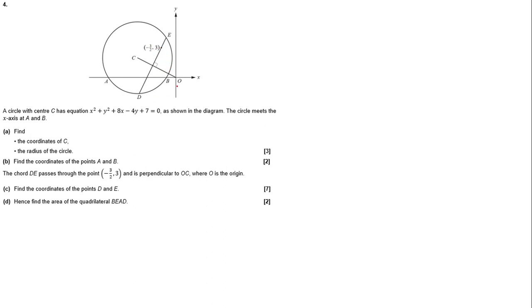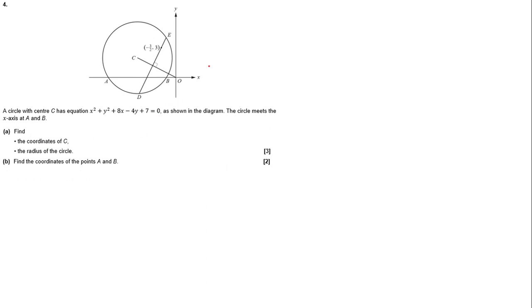Okay, so we're going to slowly work through this question. We're going to look at A and B first, which are fairly simple. So a circle with the center C has the equation x squared plus y squared plus 8x minus 4y plus 7 equals 0. And it shows you the circle. The circle meets the x-axis at A and B. First thing we need to do is find the coordinate C, which is our center, and then the radius of the circle. So this first part's fairly simple because it gives you the equation of the circle here.